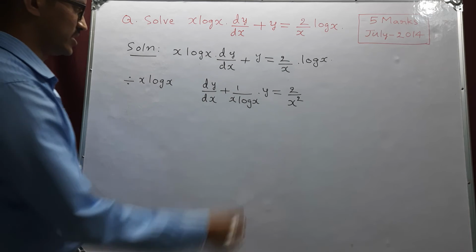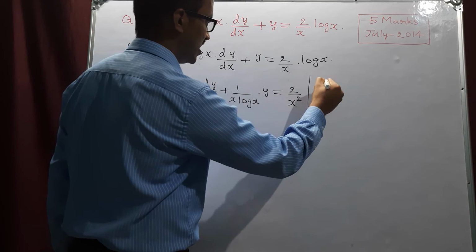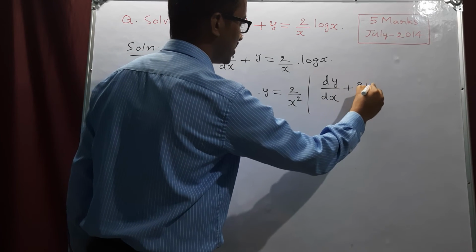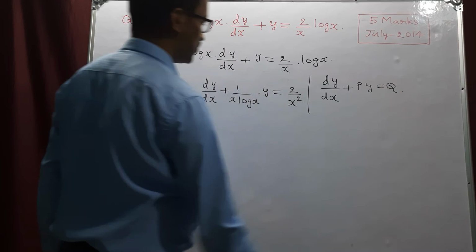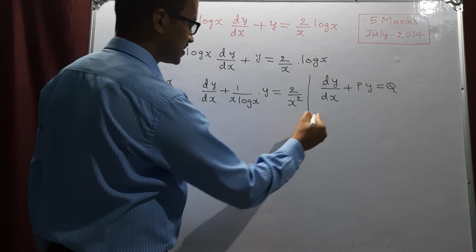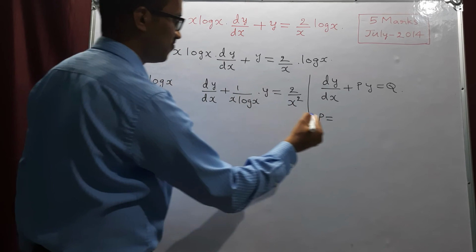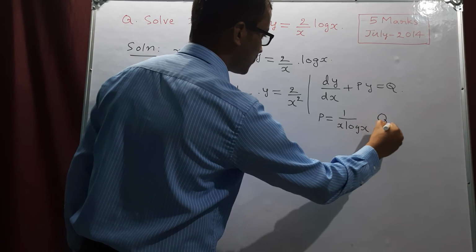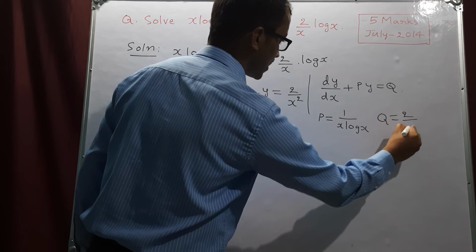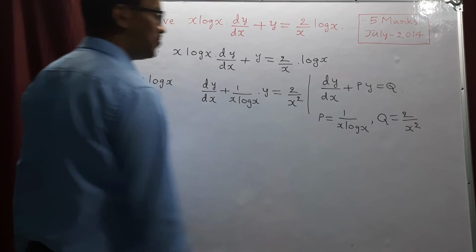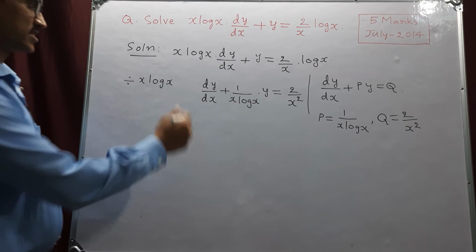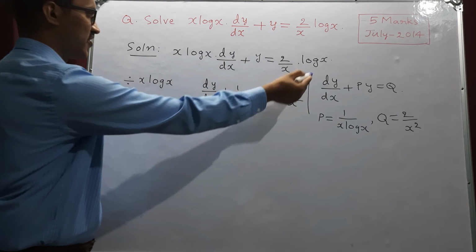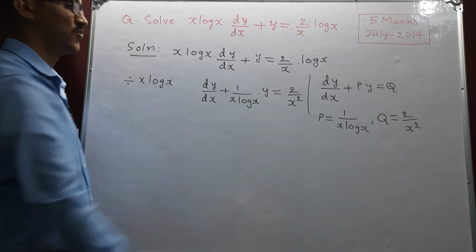If I compare with the standard form of the linear differential equation, that is dy by dx plus py is equal to q, I will get the value of p as 1 by x into log x, and the value of q as 2 by x square. So both p and q are functions of x. So this is a linear differential equation of the form dy by dx plus py is equal to q.